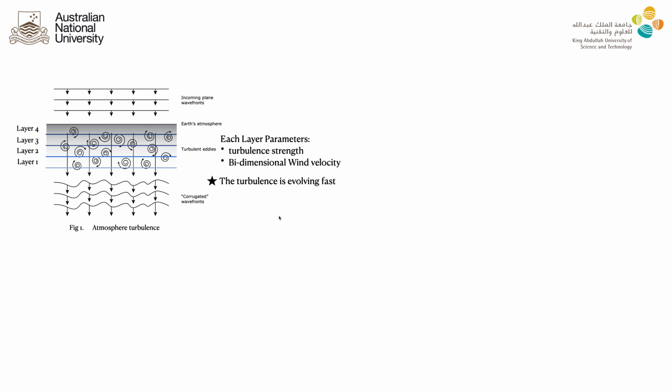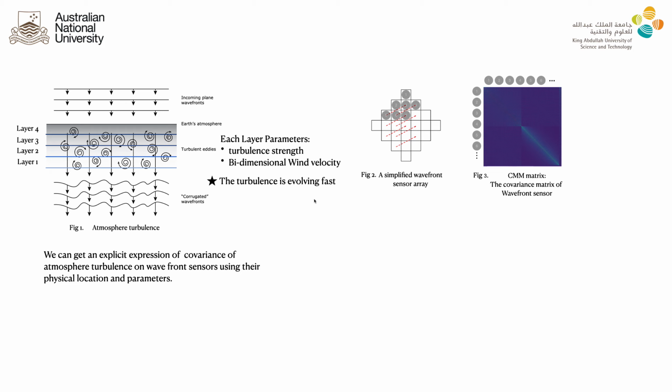So the AO system is designed to compensate such distorted light waves. Let's first look at figure 2. This is the simplified wavefront sensor. When the light reaches here, the photons arrive at the wavefront sensors and form the slopes. We can calculate the slopes, and then we can get the covariance matrix of the slopes, as shown here, called the CMM matrix.